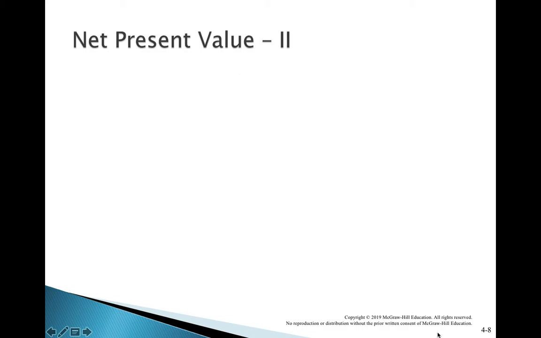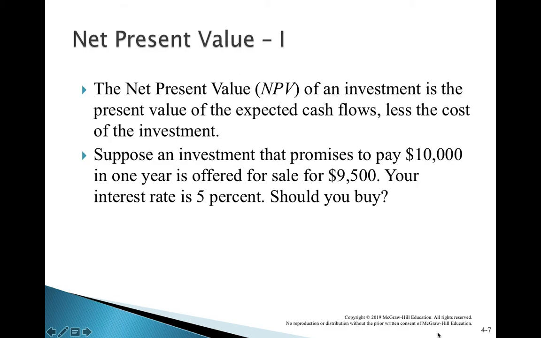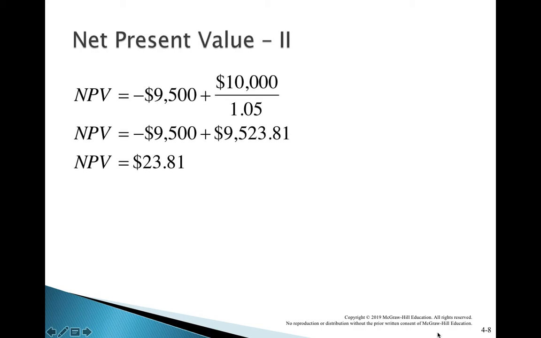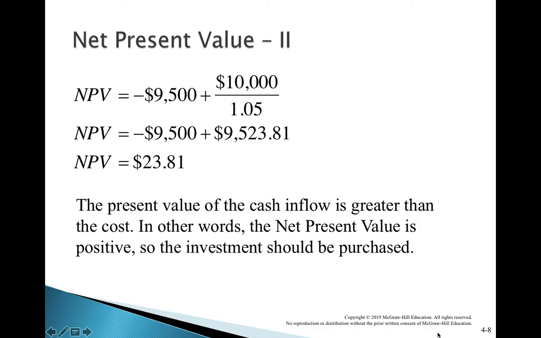So clear? You see, net present value is the present value of the future cash flows minus the cost. Here, the future cash flow after 1 year is 10,000. Its present value will be divided by 1.05. Minus, you are paying for that 9,500. If it is coming positive, you should buy the investment. If it is negative, you should reject the investment. Here, it is coming 23.81 positive, so you should accept the investment.